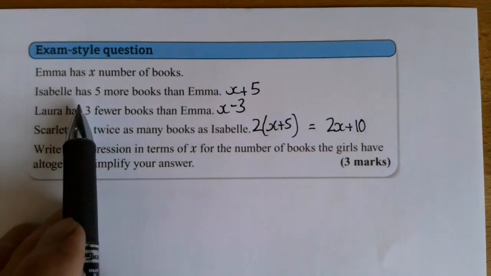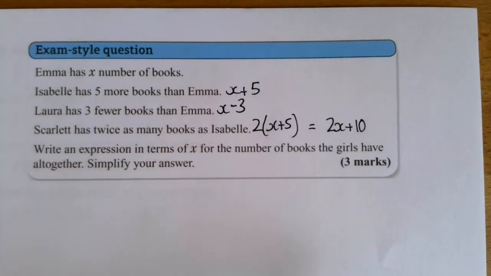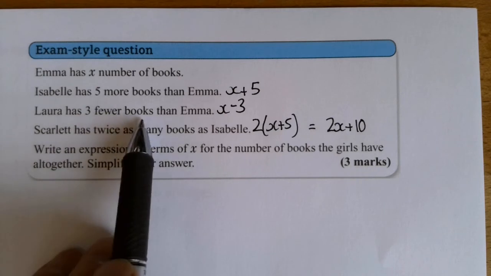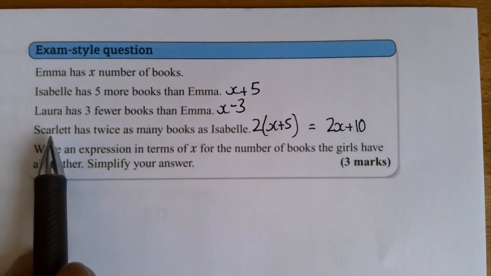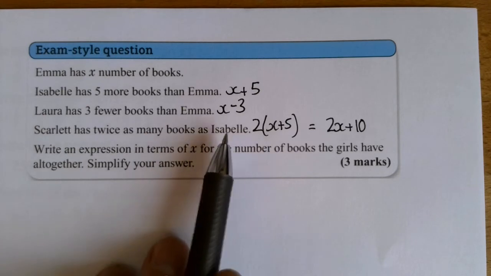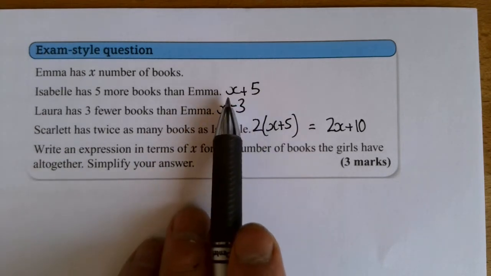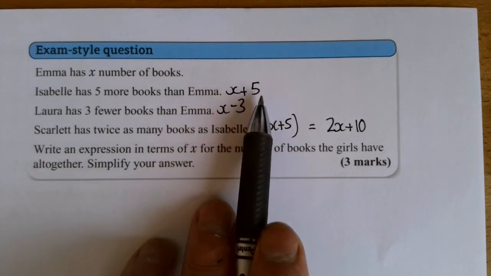Okay, so Isabella's got 5 more books than Emma, x plus 5. Laura has 3 fewer books than Emma, x take away 3. Did you read this one carefully though? Scarlett has twice as many books, not as Emma, but as Isabel. So Isabel's got x plus 5 books, so Scarlett's got twice as much.